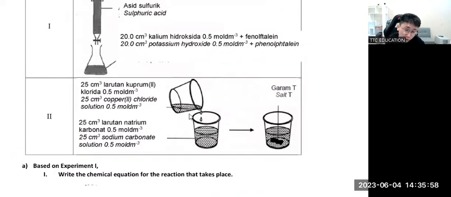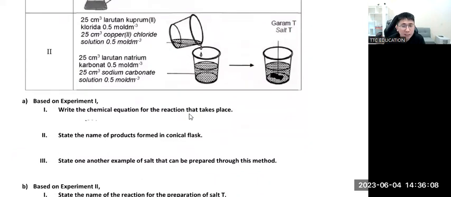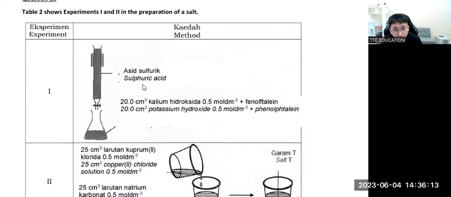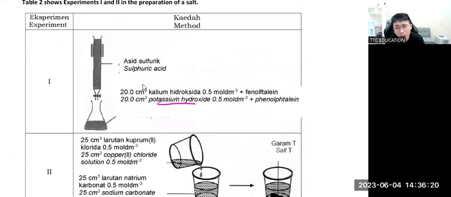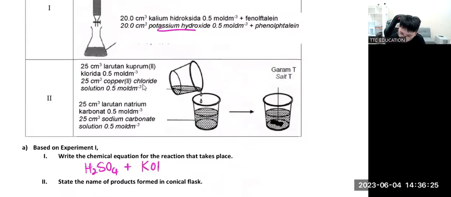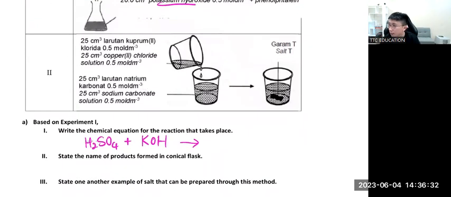To produce an insoluble salt, we're going to use the double decomposition reaction or the precipitation method. Remember that? Okay, for experiment 1, they want us to write the chemical equation. We can still do the same thing. It's sulfuric acid, H2SO4, plus potassium hydroxide. What's potassium hydroxide? Potassium is K, hydroxide is OH, so it's KOH. Then what are you going to do? Same thing, exchange partners.